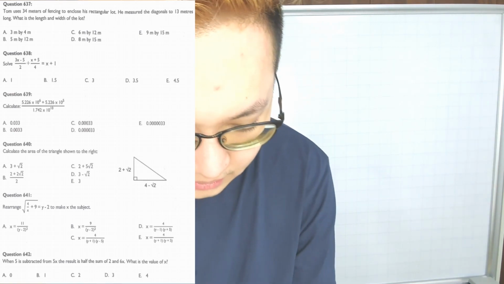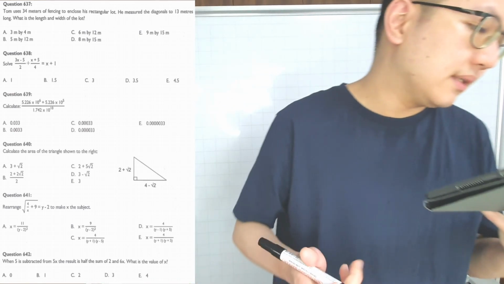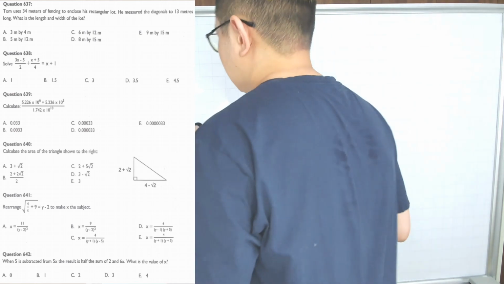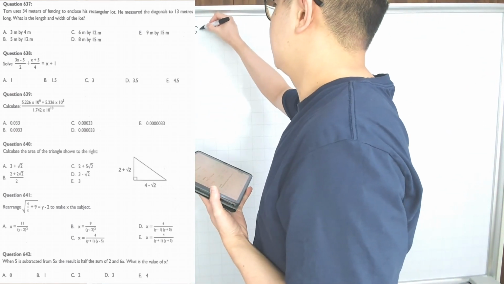Mình phải tính toán cái diện tích của cái hình tam giác được show ra bên phải. So 640.